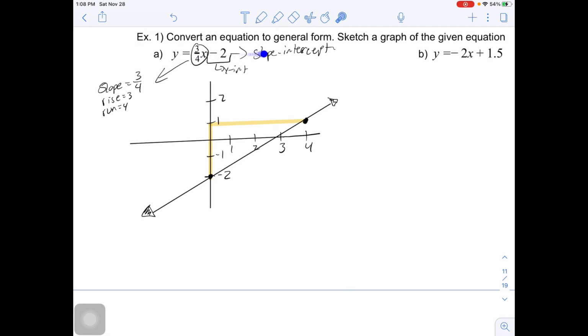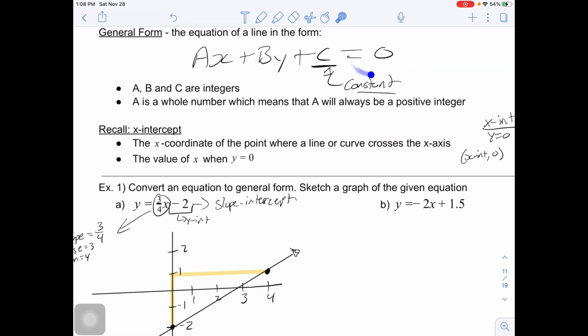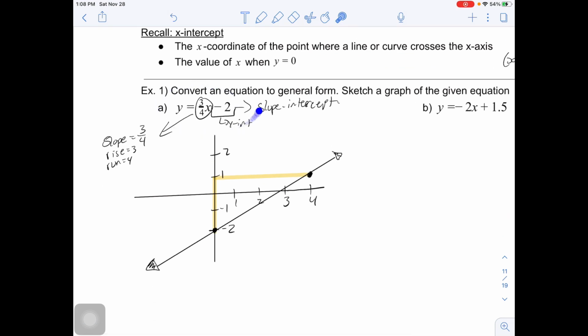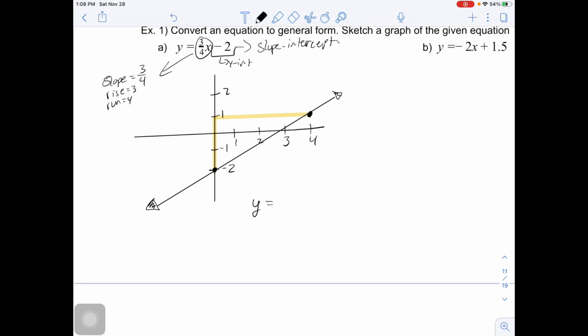Now, how can we represent this slope-intercept form using our general form? So remember, general form is where everything equals 0. So essentially, you're just going to move everything to one side. So right now I have y equals 3 over 4 x minus 2.